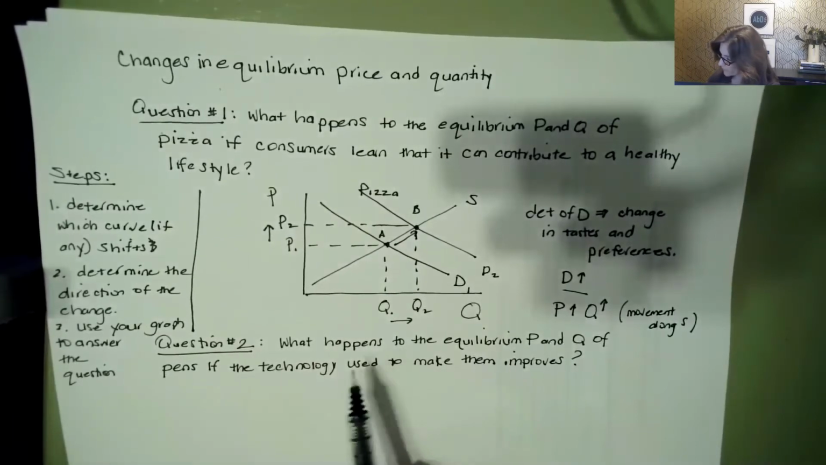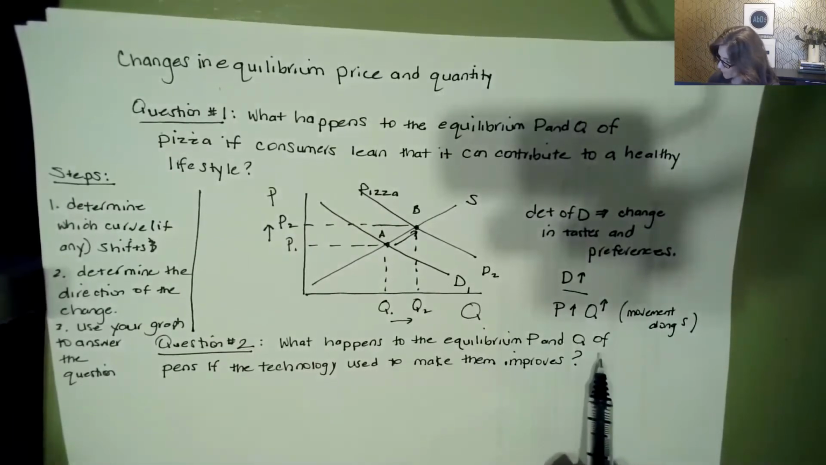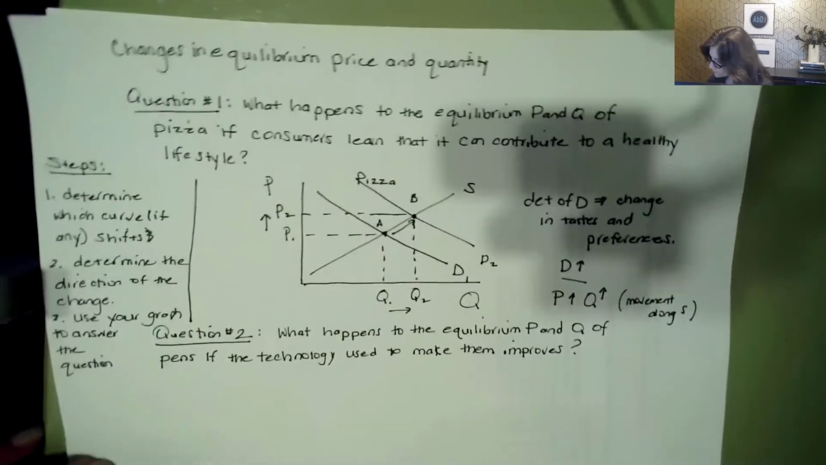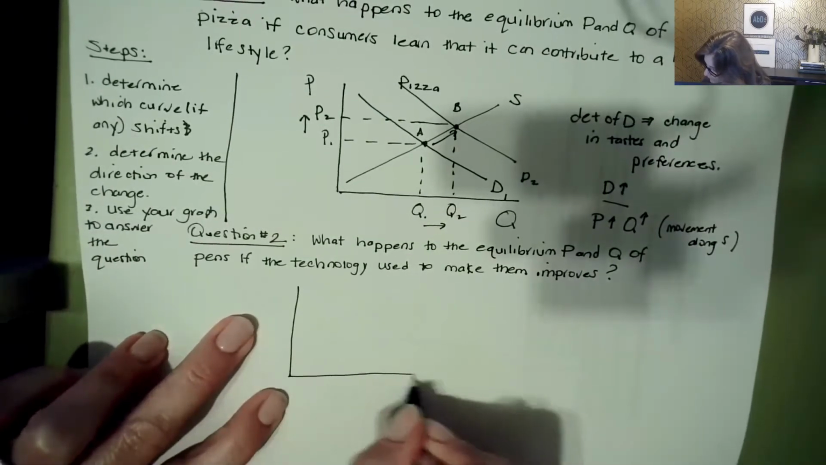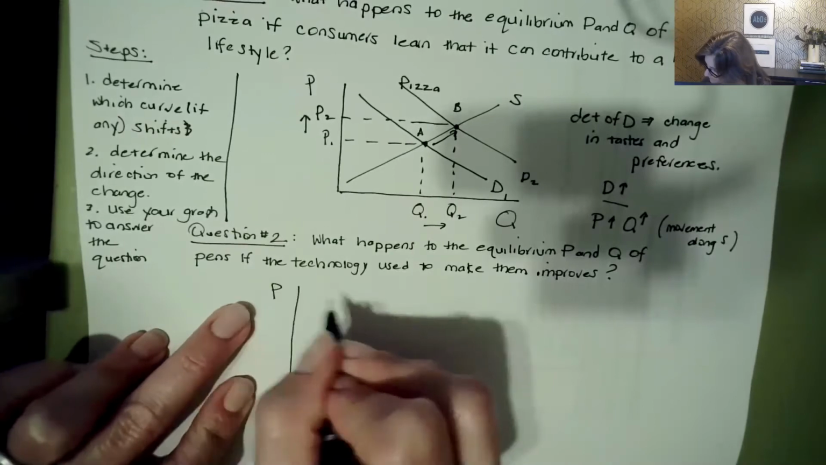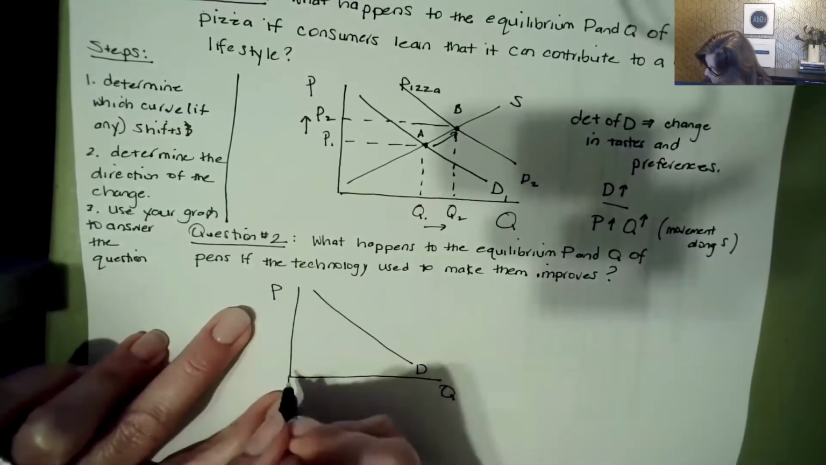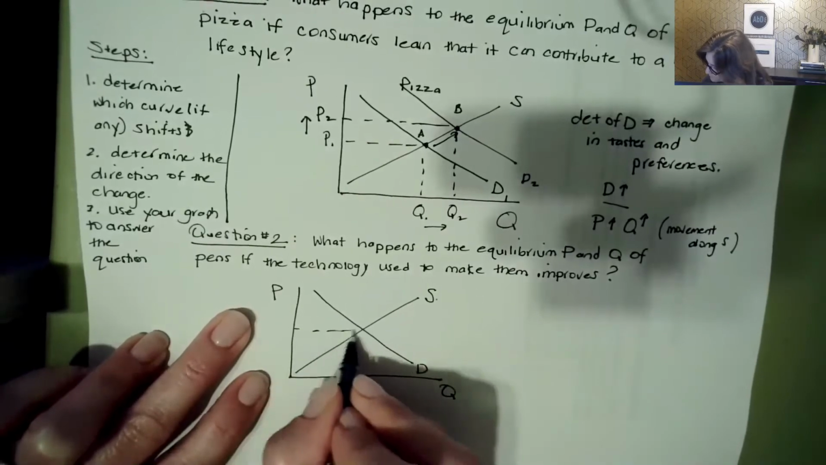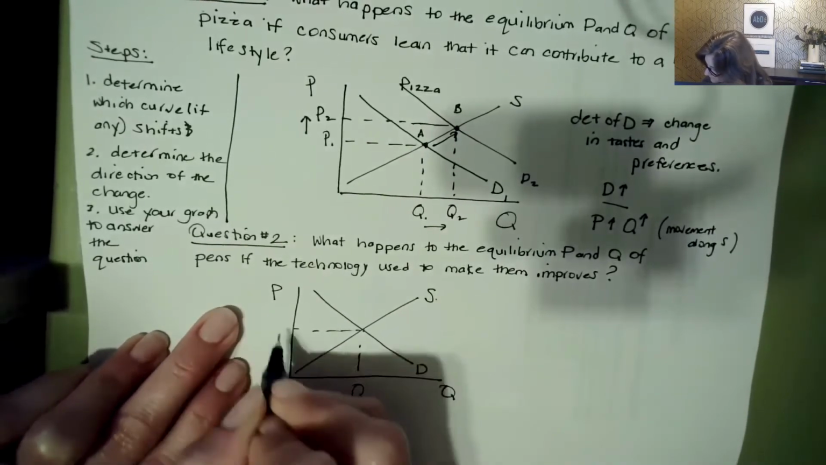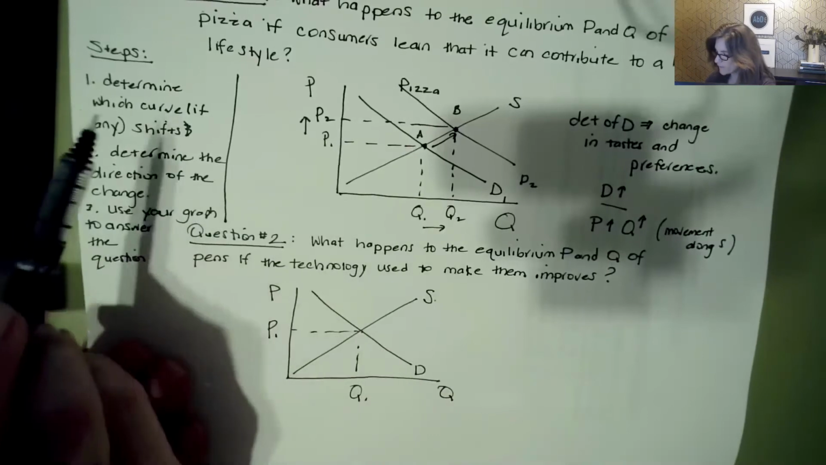The second question is, what happens to the equilibrium price and quantity of pens if the technology used to produce them improves? So to answer that, we're going to graph the market for pens. That means a downward sloping demand and an upward sloping supply. Then we'll follow those steps.